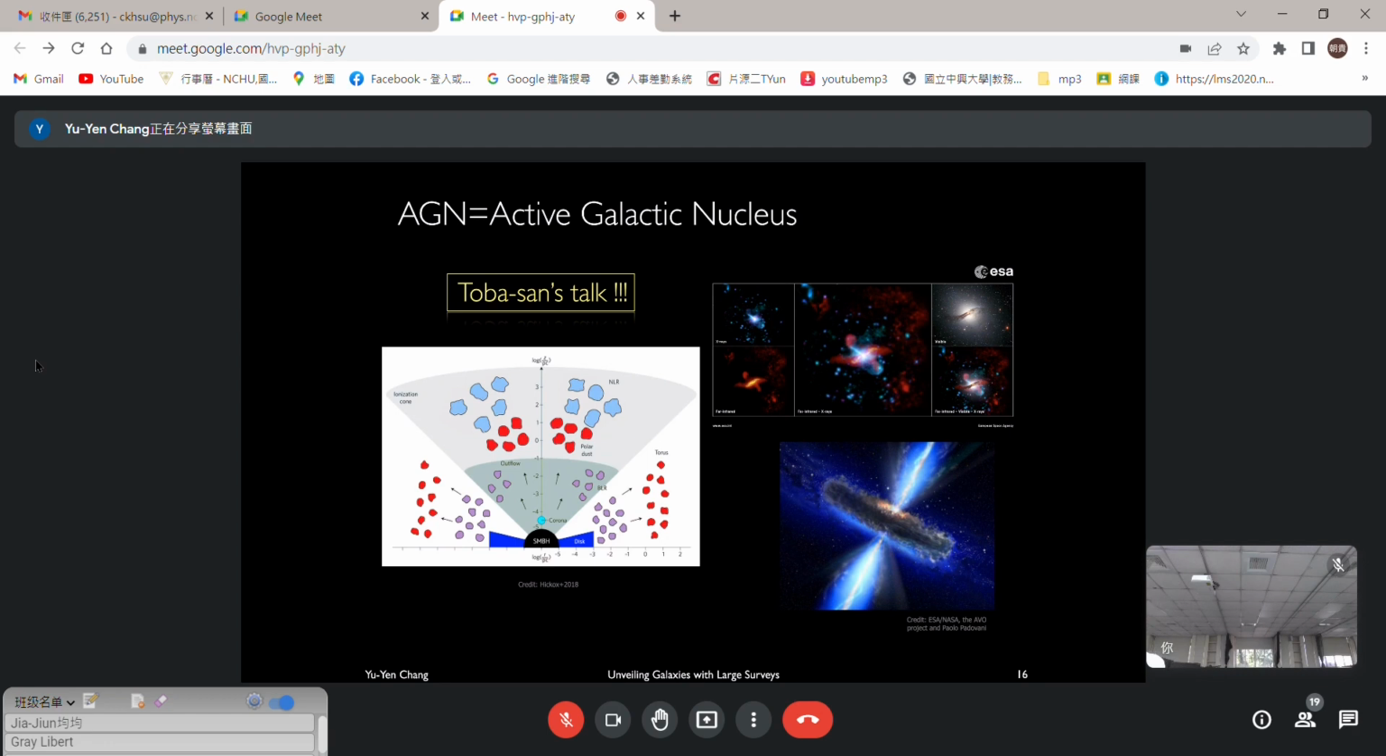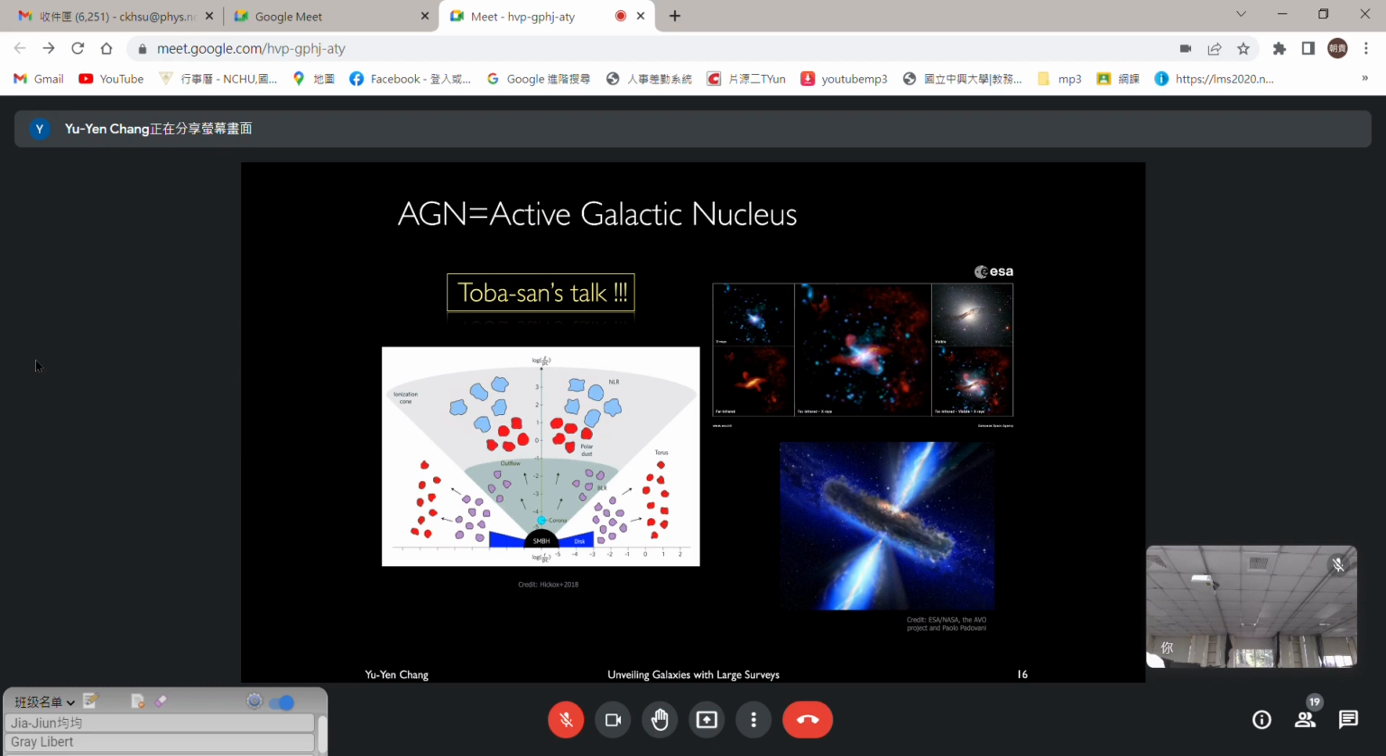Toba-san's talk will also talk more about AGNs, especially dust-obscured AGNs. So we can hear more stories about AGNs with multi-wavelength observations from Yoshiki's talk.